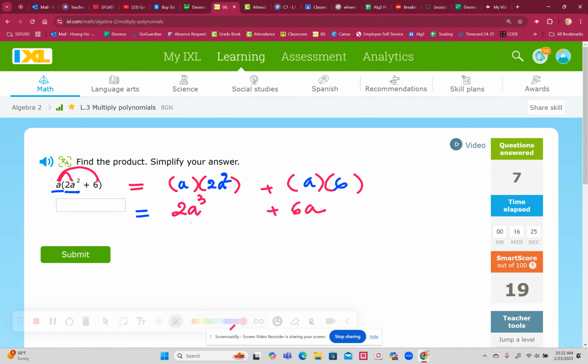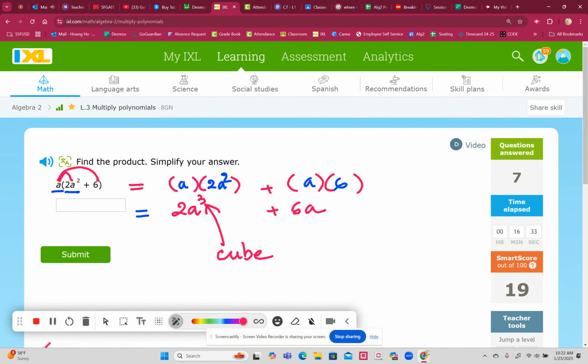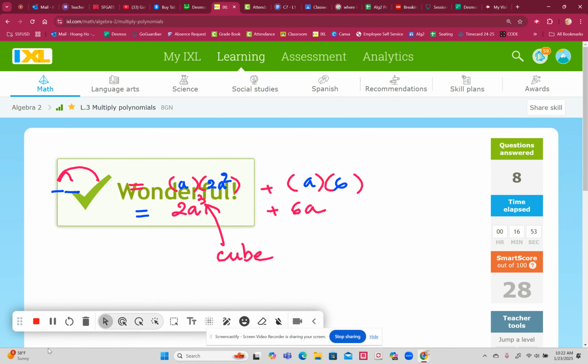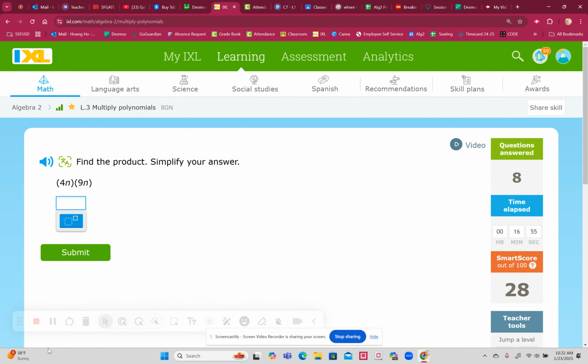One with a cube. This one you read as cube, C-U-B-E, cube. Not cute. Cube. So that's it. Put it in. 2a cubed. Move the cursor down, plus 6a. Submit, done.